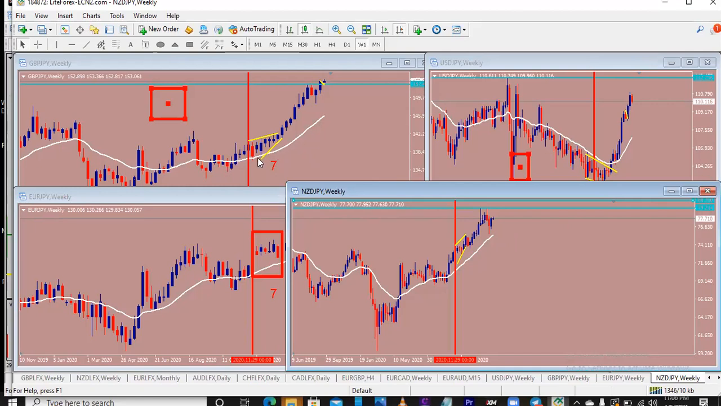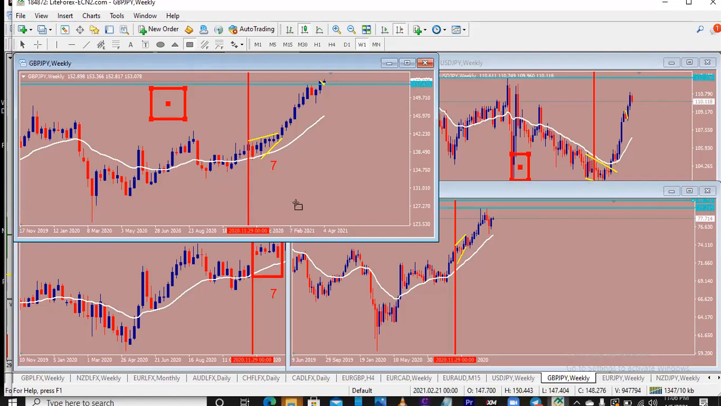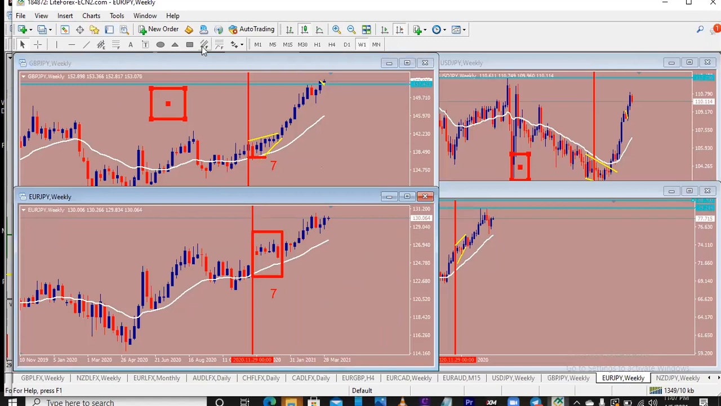Now what happened? Great Britain JPY touched its own key level area at this particular point. This was the key level area of JPY. Are you seeing it? Yes, sir. Now, when Great Britain JPY touched the key level area, Euro JPY has not touched it. Are you seeing it? This is where it was. Are you seeing it?